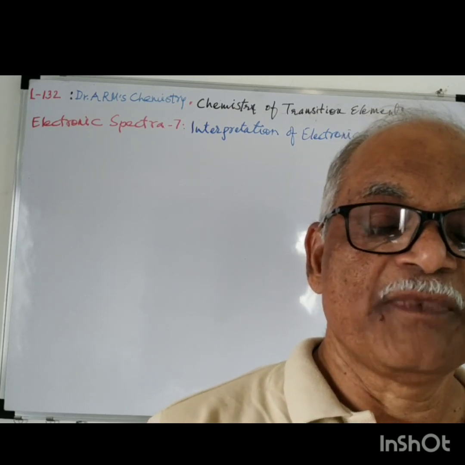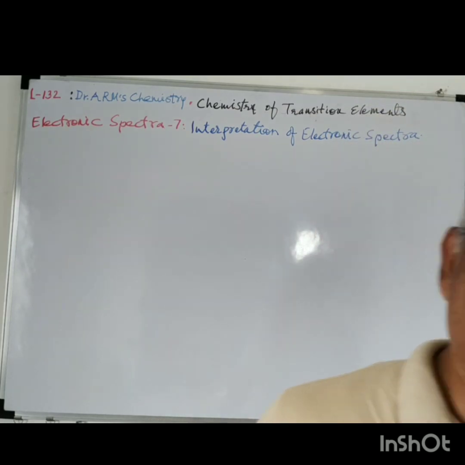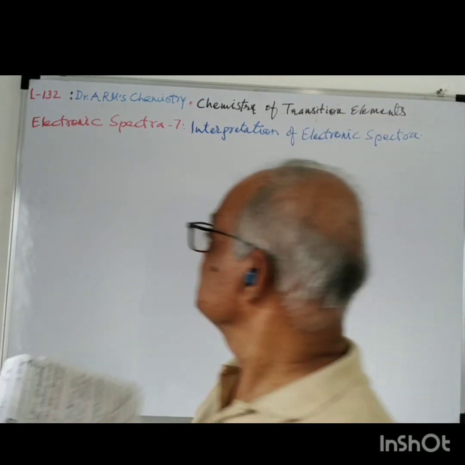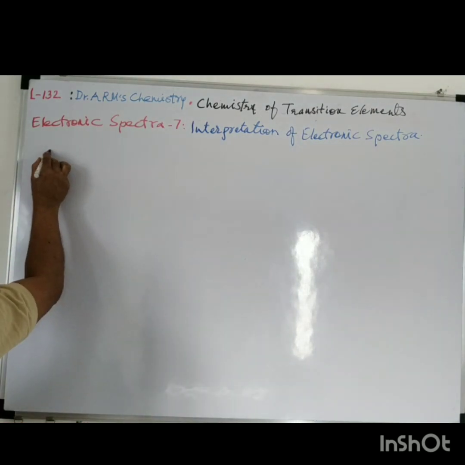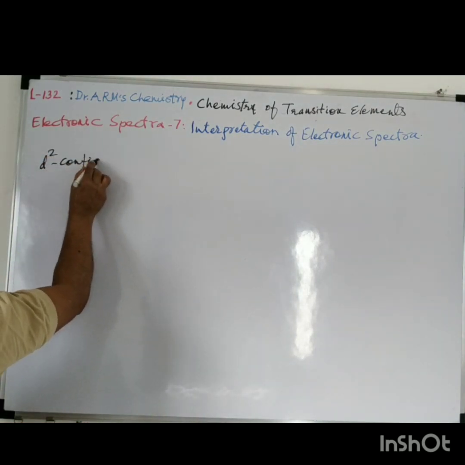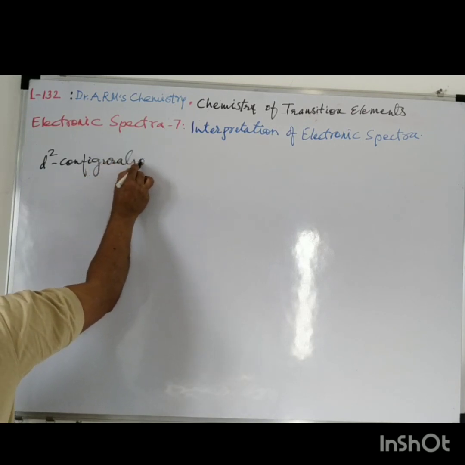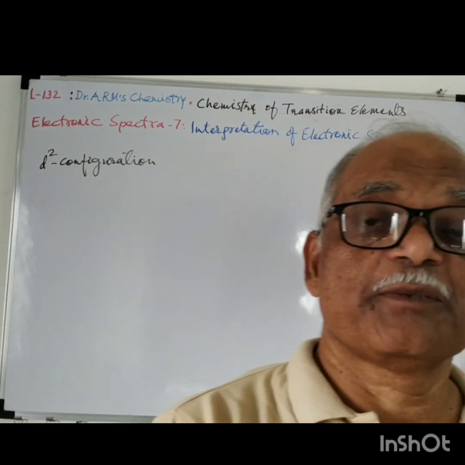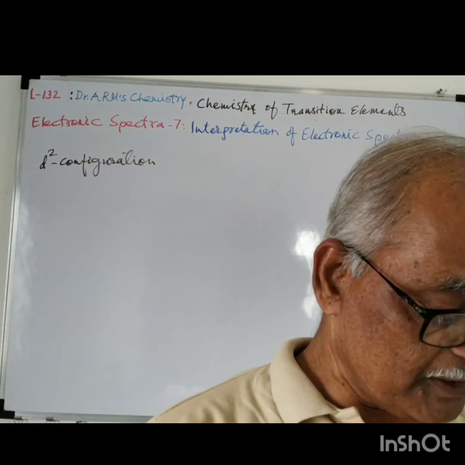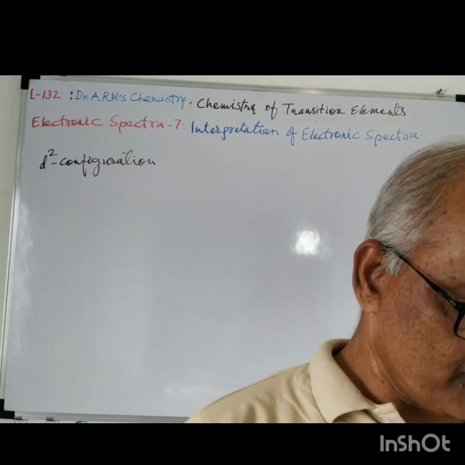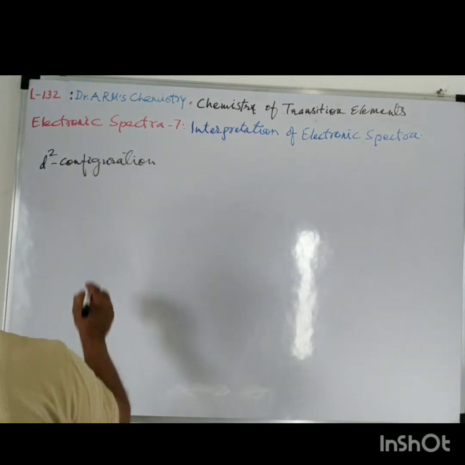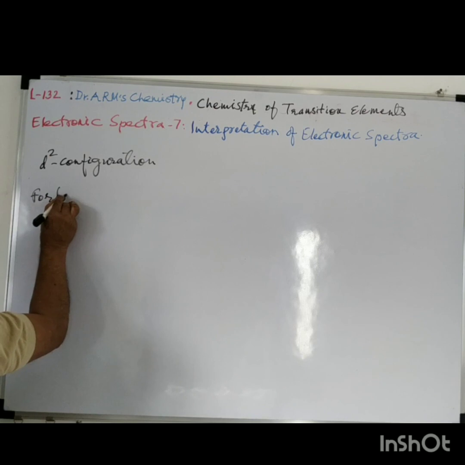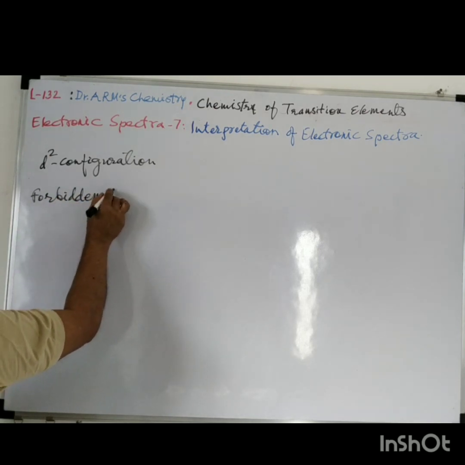Friends, we were discussing the electronic spectra of transition metal complexes, and last time we saw the d2 configuration, for which we saw how to obtain the terms. Now we will see the forbidden transitions in the same case.